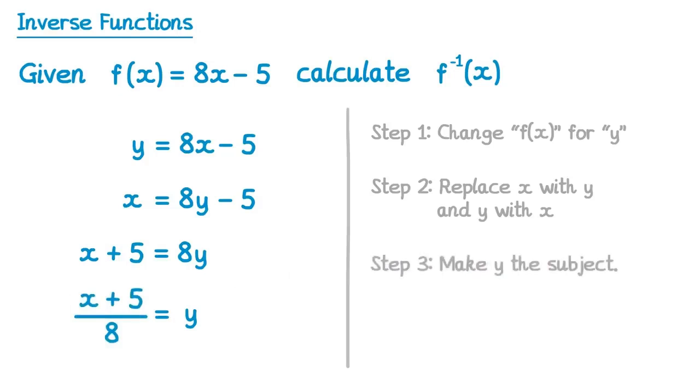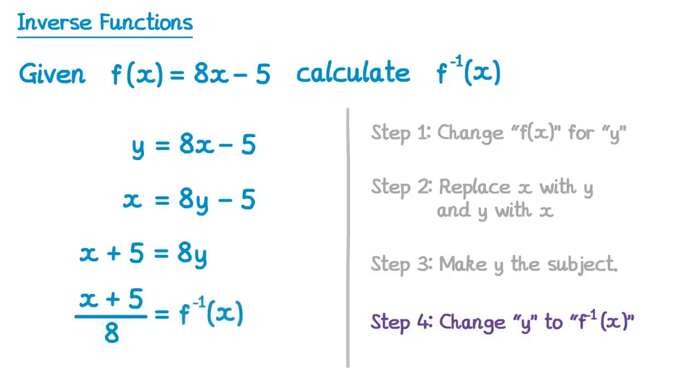On to the final step, step 4, is to change the y into inverse f of x. So we can just remove that y and replace it with inverse f of x. And normally when we write functions, we'd write the function bit on the left hand side. So we can just switch those last two parts around. And here's the answer. So the inverse function is x plus 5 over 8.